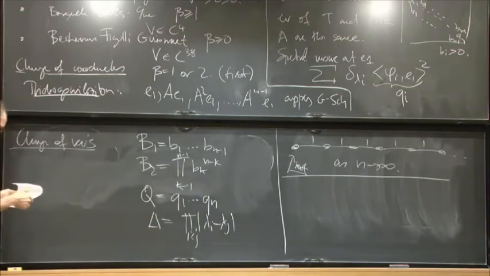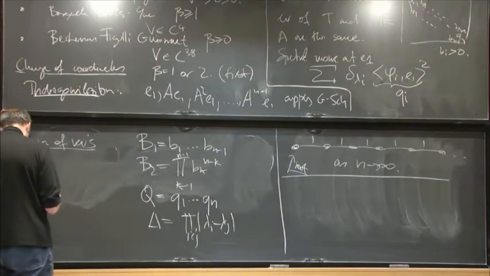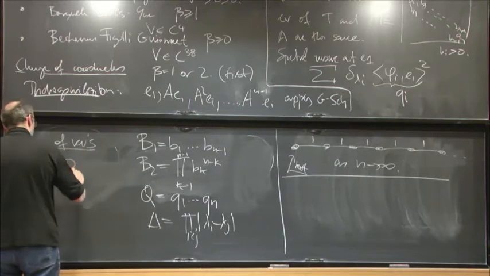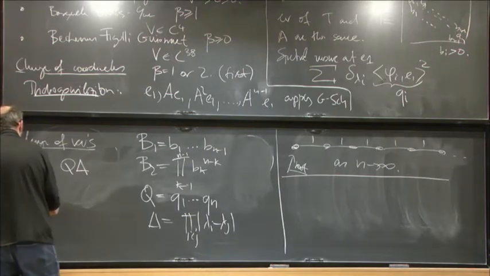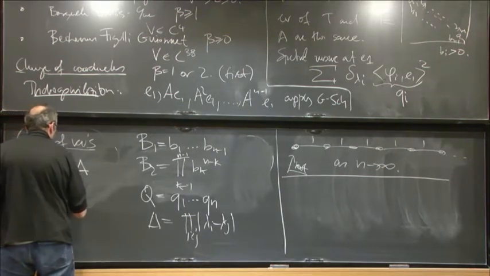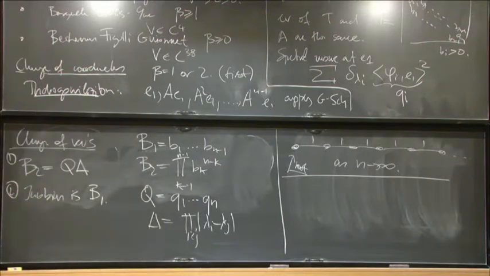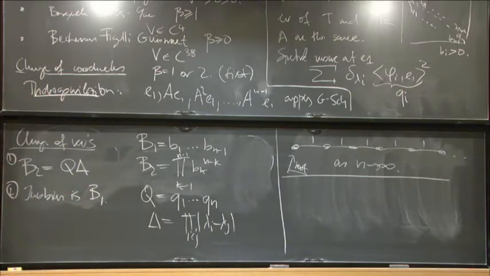Okay, so these are the things I have to tell you, and then there are some identities, and these are also not so hard to prove. The first identity is that B2 is Q delta. So this is 1, and second is that the Jacobian is B1. Okay, so these are the two things that you have to know. Now, which way is B1? I don't know, so we'll see. It's one way or the other way.